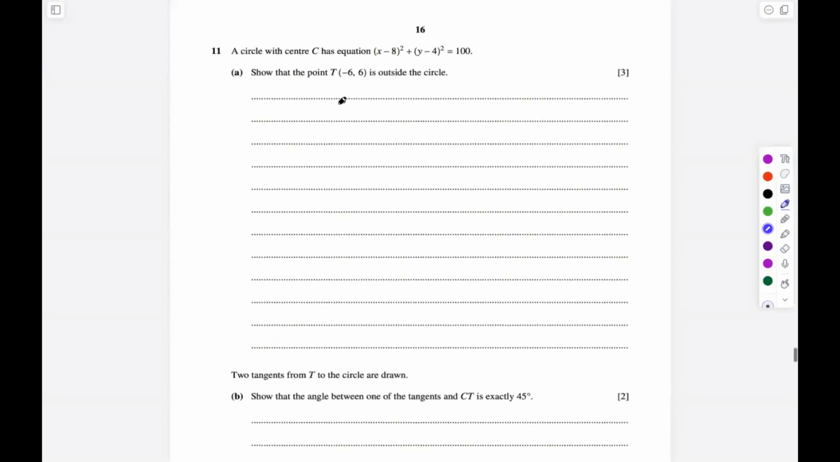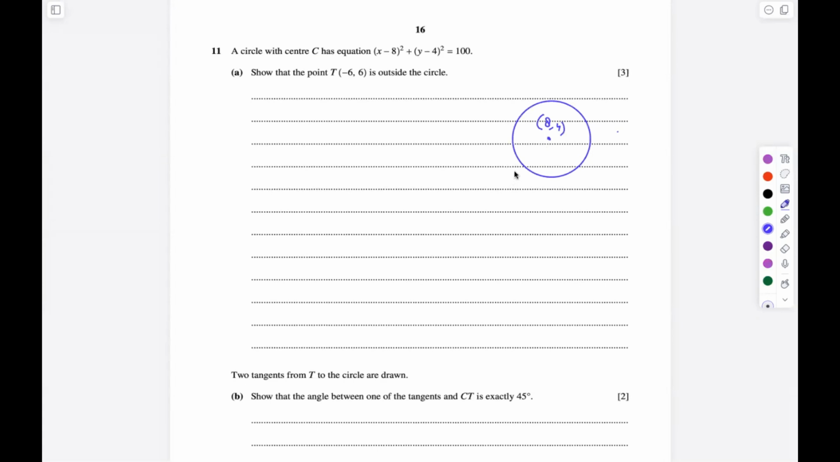In question 11, a circle with center C has equation (x minus 8) whole squared plus (y minus 4) whole squared equals 200. In part A, we have to show that the point T (minus 6, 6) is outside the circle. To show that the point is outside the circle, if you have a circle and the center point is (8, 4) as from the equation, we need to show that (minus 6, 6) is outside the circle.